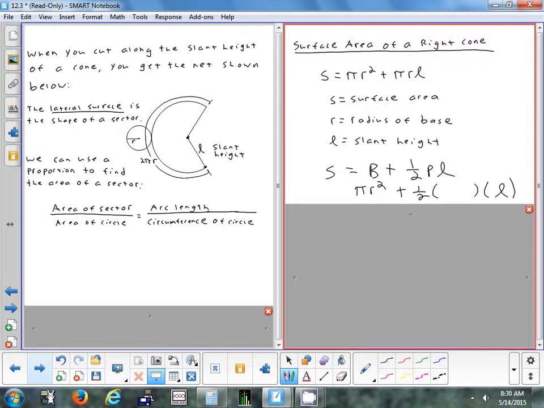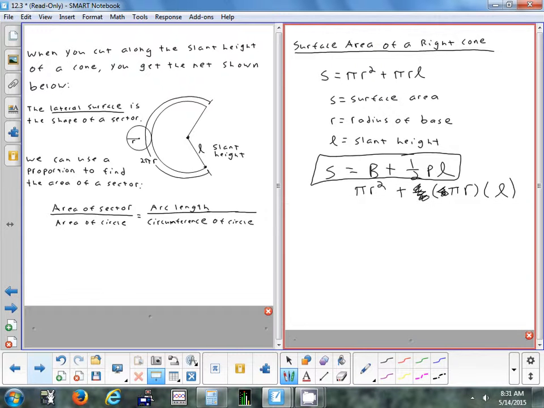Well, what's the perimeter, or circumference? What's the formula for the circumference of a circle? 2 pi r. There you go. 2 pi r. What happens when you multiply 2 and 1/2 together? You get 1. So all you're left with is pi r squared plus pi rl. So the 1/2 is there. It just cancels out with the 2 from the circumference of a circle. Okay? So you can still use this formula if you want to. It's just those two things, the 1/2 and the 2, cross out and become 1. Any question on that?